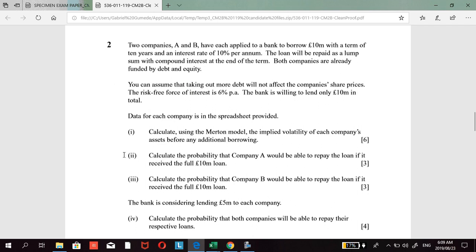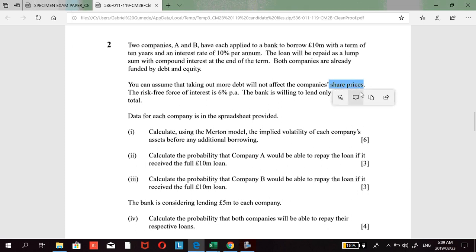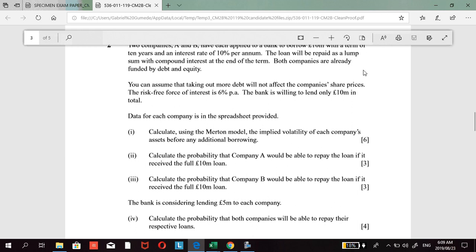Now they continue to say you can assume that taking out more debt will not affect the company's share prices. So share prices won't be affected. Now, the risk-free force of interest is 6%. The bank, now this statement here is very important. If you miss it, everything will just go down so badly, because they say the bank is willing to lend only 10 million in total. And here they say data for each company is in the spreadsheet provided.